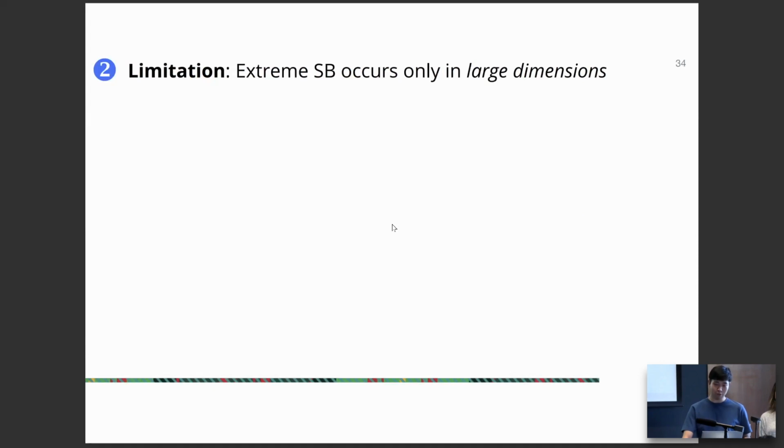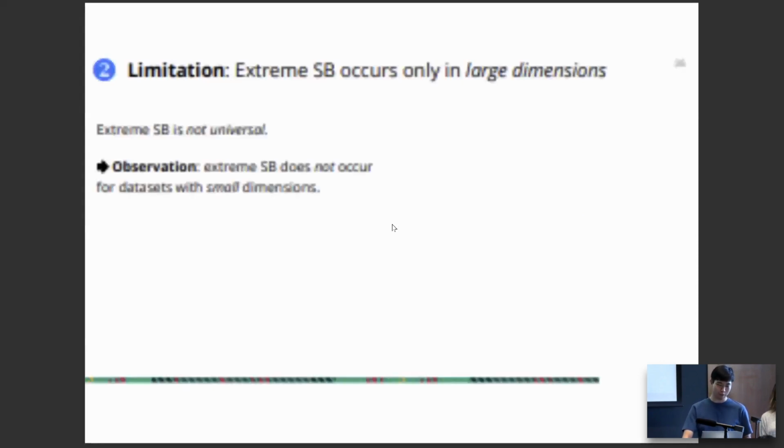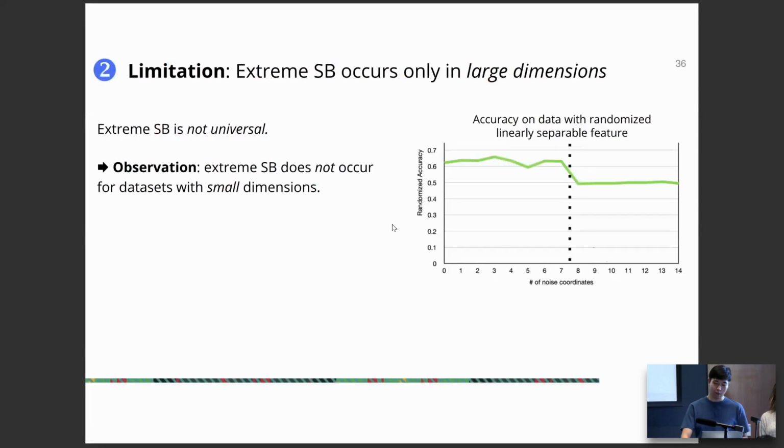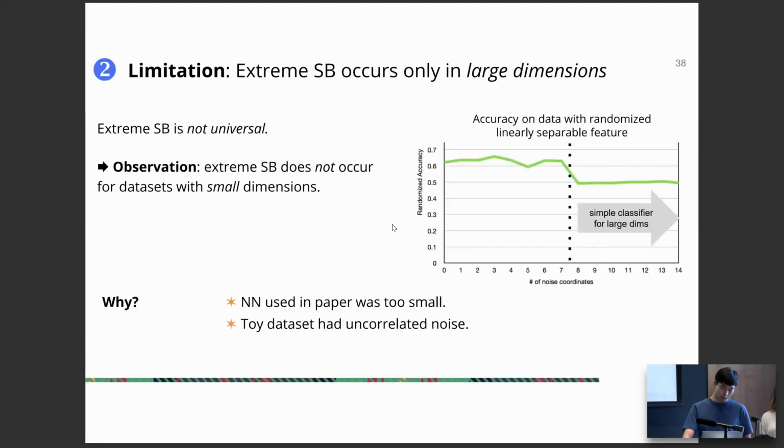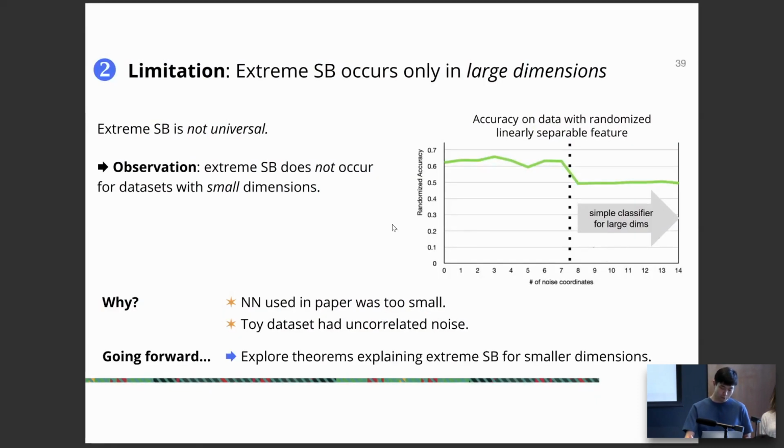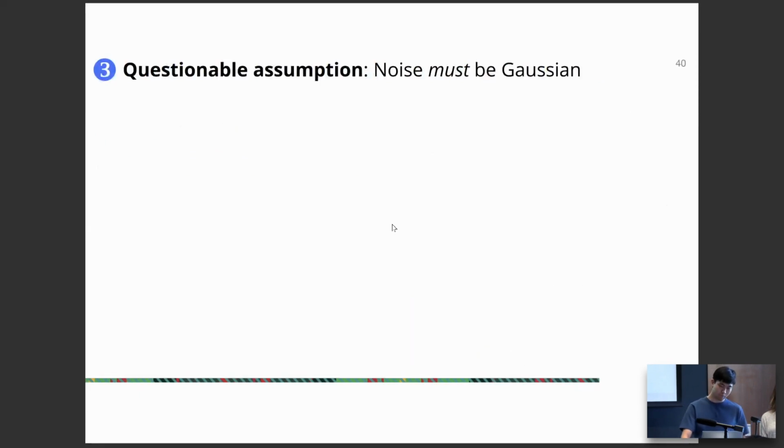The paper poses extreme simplicity bias as a widely found phenomenon, even in small dimensions. However, we found that it is not universal, especially in small number of noise dimensions. In the plot of our data, extreme simplicity bias appears as dimension size increases and the reliance on complex features decreases. It is worth noting that there are ways to mitigate the problem, including using a bigger model. We can talk about that later as well.